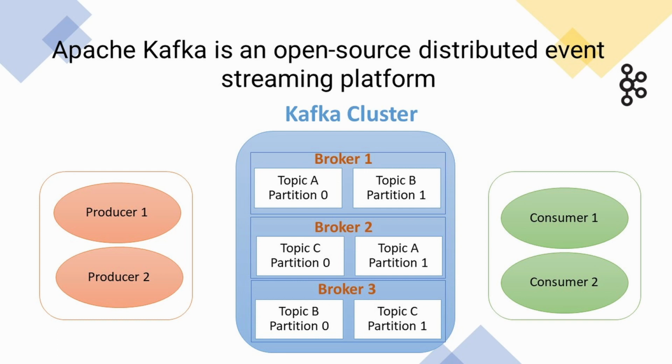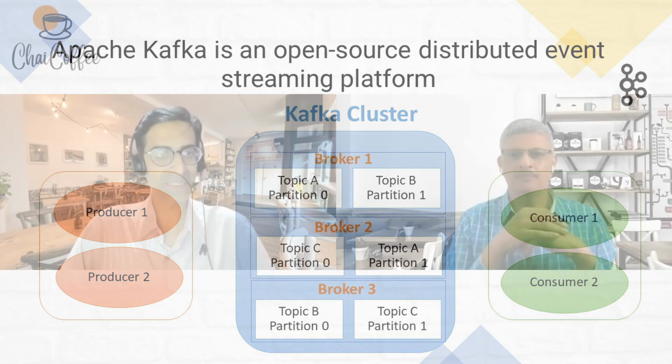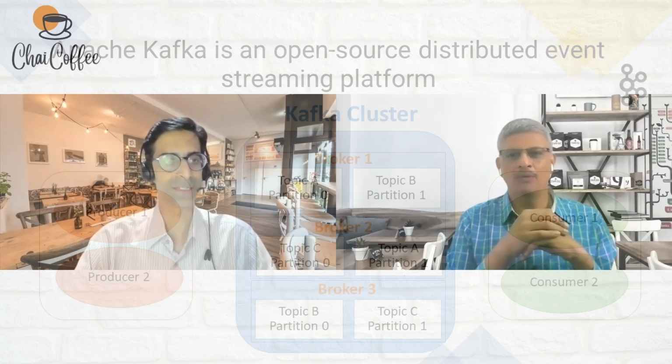Now this communication channel is then called a topic. So this is like a basic theme around which Kafka was designed. Basically, there is a producer and then there is a consumer.